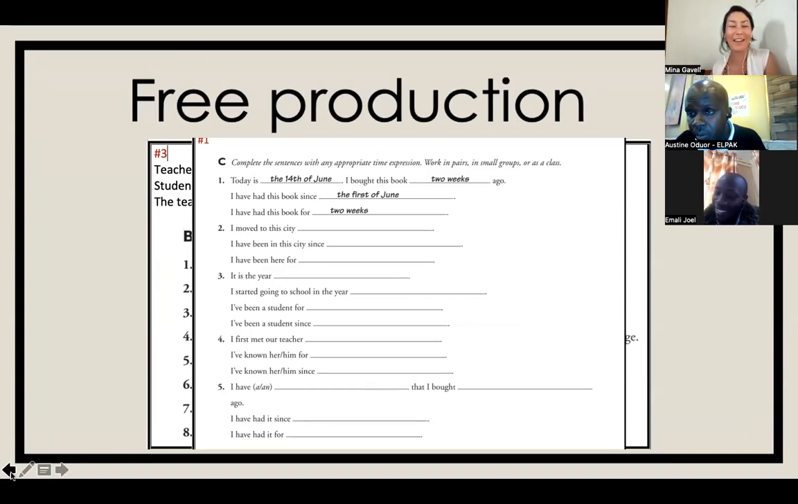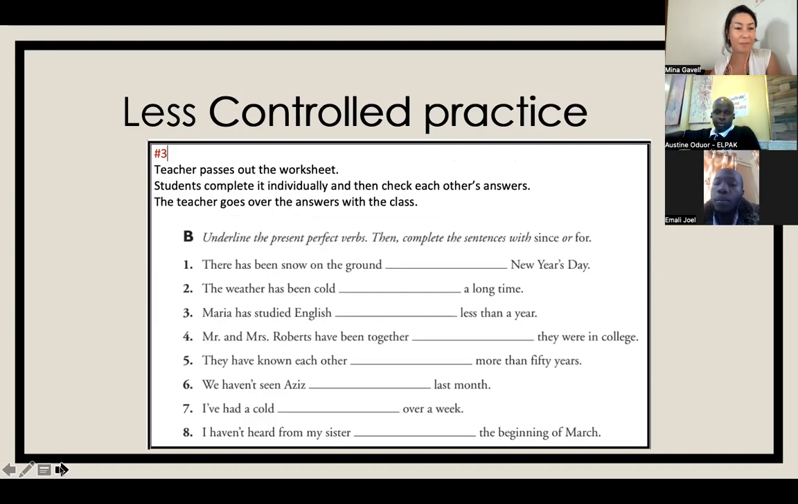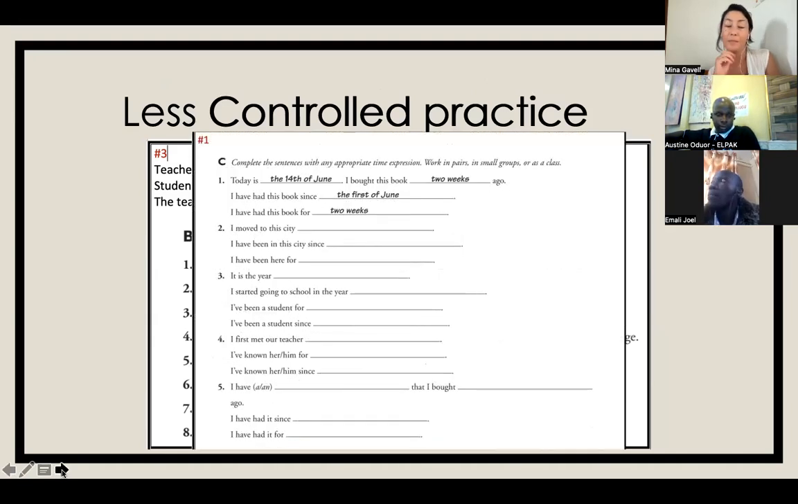So we looked at some of the questions, like one, I moved to this city. We have to be specific on the city that we moved to. I have been in this city since. We have to give a specific time. Then it is the year. We have to give the exact year. So we said it is controlled because the answers are specific.